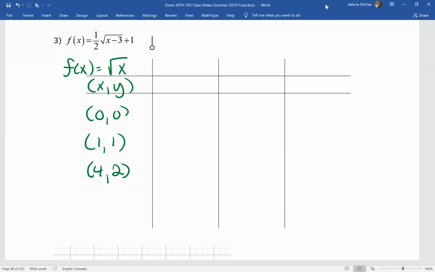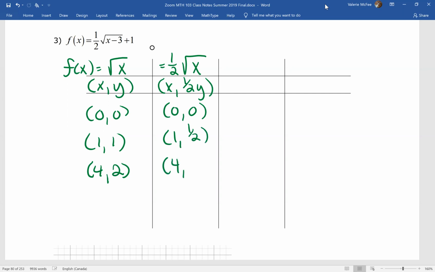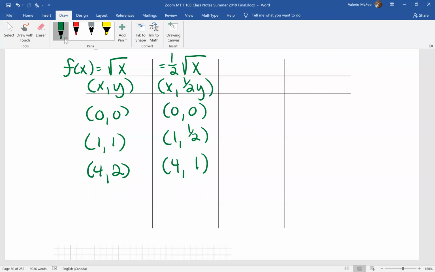And then we do have a compression. We're multiplying our entire function by 1/2. This is changing our y values. X stays the same, 1/2 times y. I like to work with whatever is closest to x next.